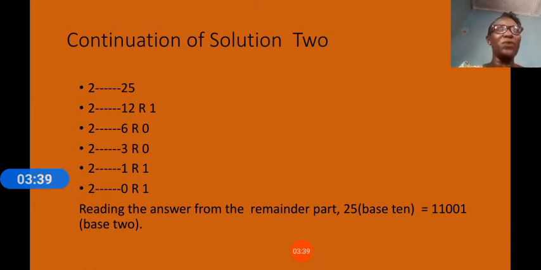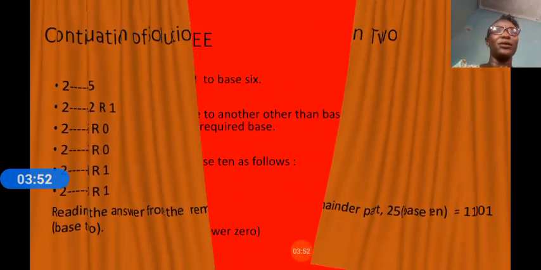Now, when you want to read your answer, you read from below. That's the remainder part of your answer. And this will give you 11001 in base 2 as your final answer.